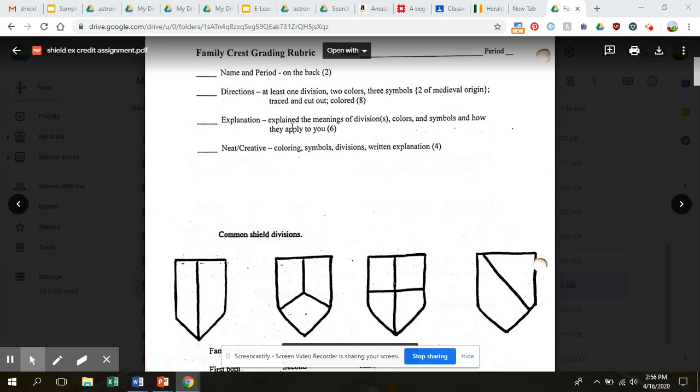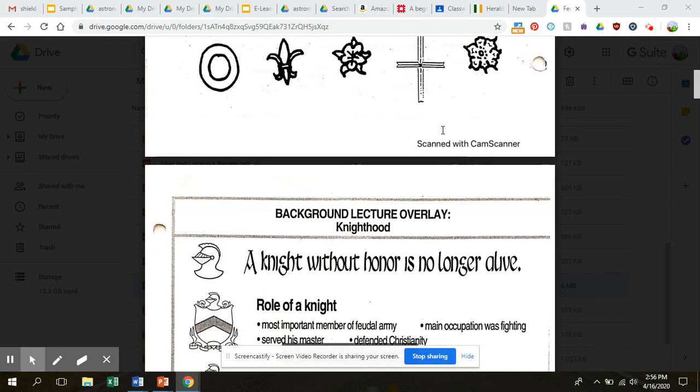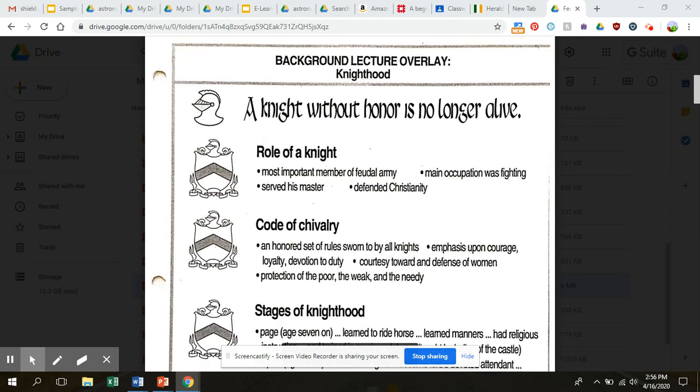You also need to explain why you chose the number of divisions, the colors, which you should have at least 2 different colors, but you can have more than 2 as long as you explain their meaning to you, and why you chose the 3 symbols that you chose. So your explanation needs to describe why you chose those items, and that would be separately on the back or on another piece of paper that you'll send us a picture of. Should be neat, and the number of points here are, if this was an actual project that you guys are working on, it is going to be 10 points for the shield and 5 points for the explanation for the extra credit assignment.